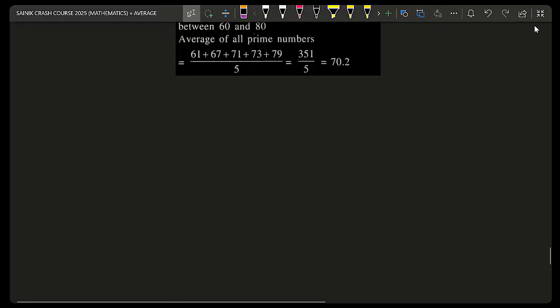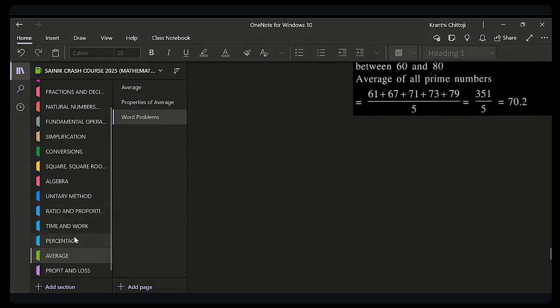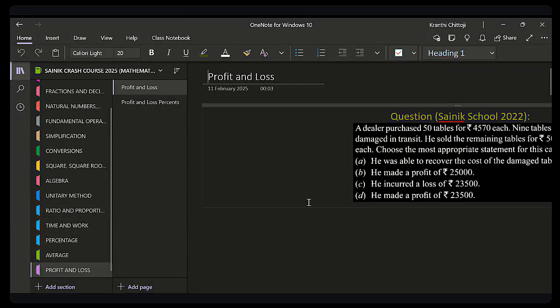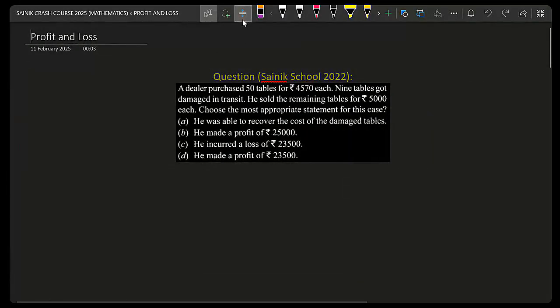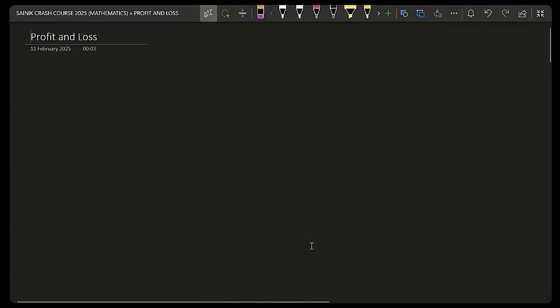So this is about average word problems, and after this we are going to start the new chapter, that is profit and loss. Very simple topic based on a few formulas. If you just remember 5 to 6 terms of terminology, then you are able to solve every question in this chapter. So let's revise quickly the terms that are useful.